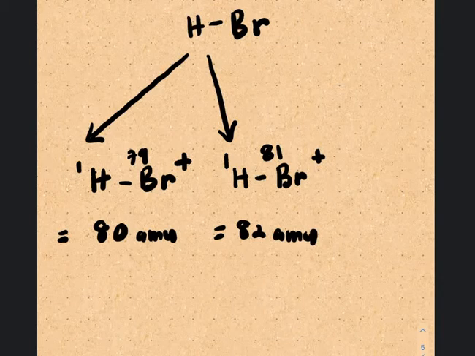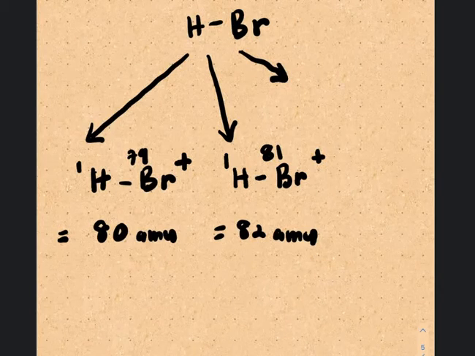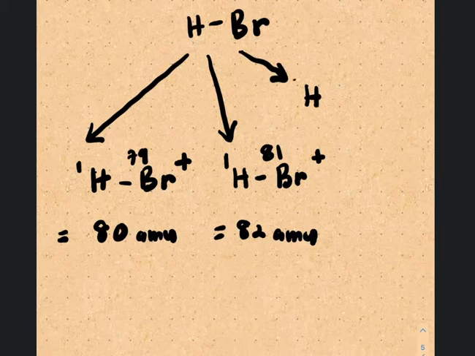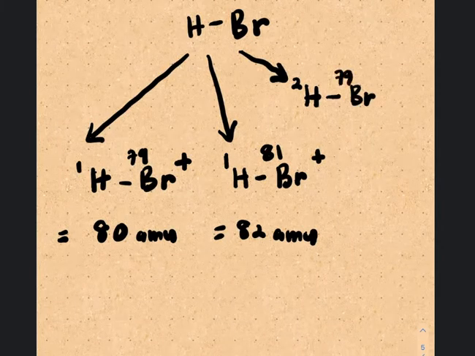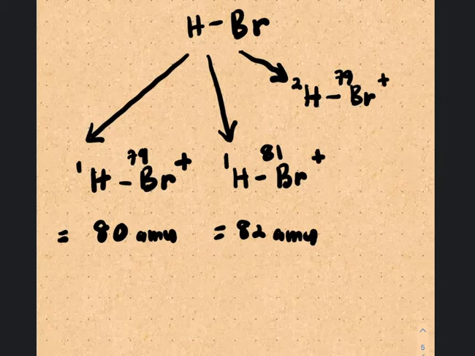Okay, tell me, what is our third possibility? Hydrogen 2, bromine 79. Hydrogen 2 dengan bromine 79. Don't forget the plus sign. Plus. Okay, and what is the total mass kat sini? 81. 81 AMU.